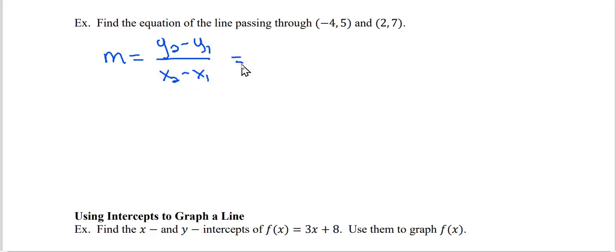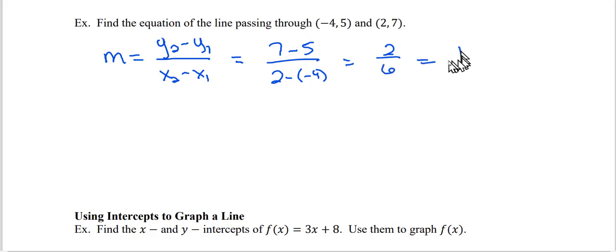In this case, because we're given 2 points, we can calculate the slope between them using y2 minus y1 over x2 minus x1. 7 minus 5 over 2 minus negative 4, 2 over 6, or 1/3. Now we have the slope.